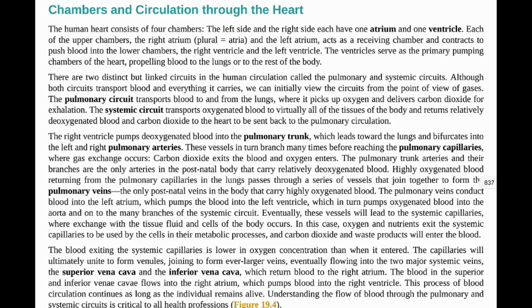All right, so let's take a look at the heart here. The heart consists of 4 chambers. The left side and the right side each have 1 atrium and 1 ventricle. So each of the upper chambers, so the right atrium, again here plural is atria, so if we're talking about the atria, that would be both the left and the right atrium. So then we have the right atrium and the left atrium, and those are our receiving chambers. So they receive the blood, and then it will be moved down into our ventricles.